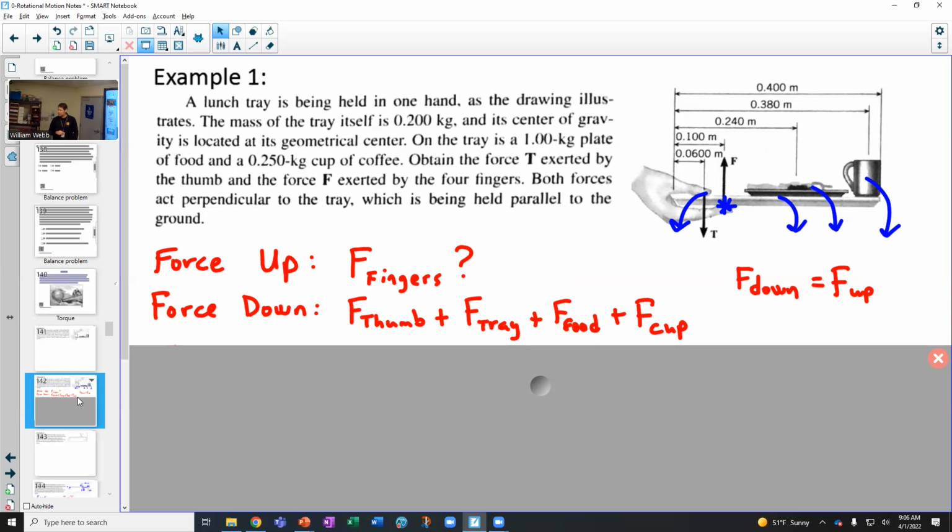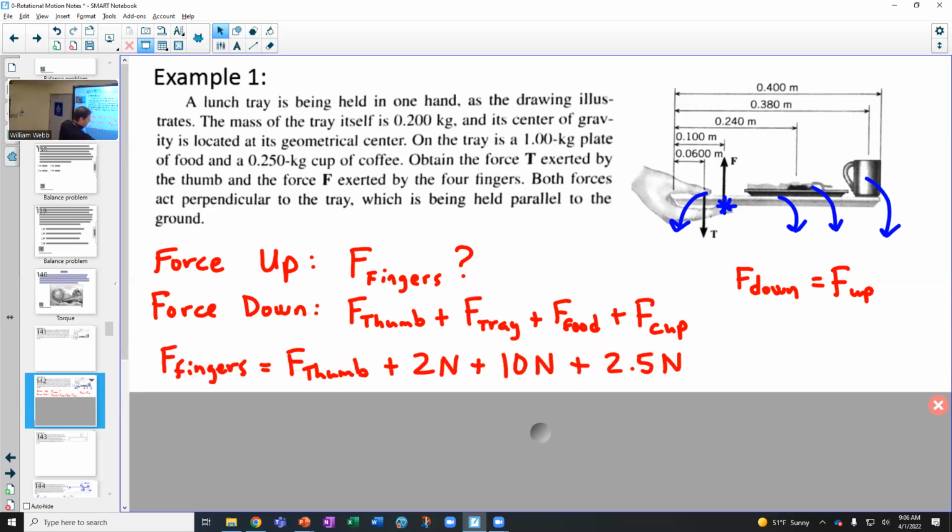Is that part making sense so far? Yeah. If we logically understand that and we know what all the different forces are, we can then just create a force balance equation where we know that the force of the fingers, the only upward force, has to equal the sum of the force of the thumb plus 2 newtons. Well, what's 2 newtons? Where did that come from?